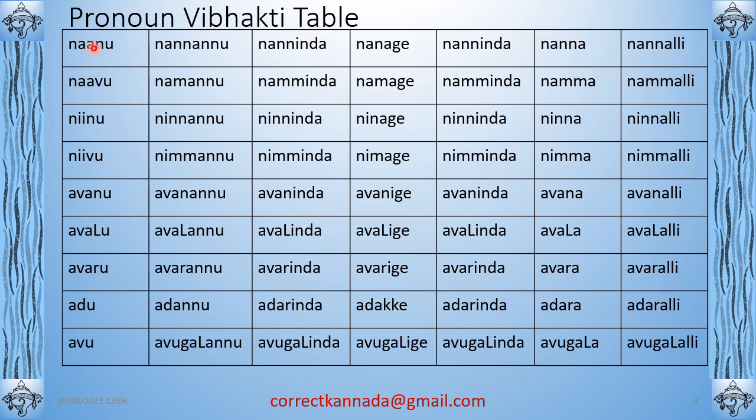For example, nanu. Nanu, nannannu, nanninda, nanage, nanninda, nanna, nannalli. Right? The navu means we. Navu, nammannu, namminda, namage, namminda, namma. This is your namma metro. Right? Namma, nammalli. The ninu, ninnannu, ninninda, ninage, ninninda, ninna, ninnalli. Nivu, nimmannu, nimminda, nimage, nimminda, nimma, nimmalli. Nimma hesaru yenu, right? Nimma.